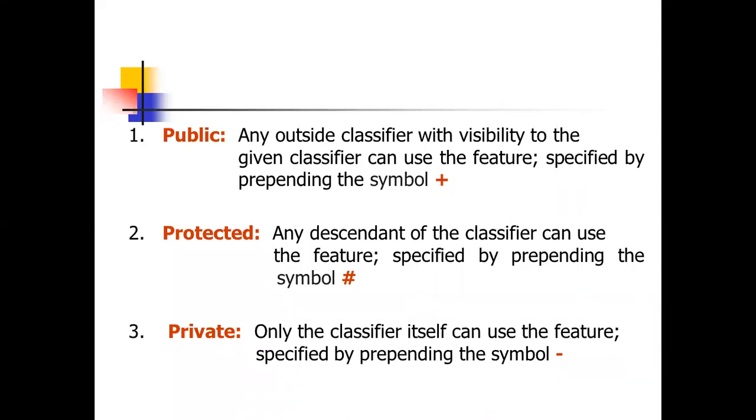Then second one is protected. Protected means any descendant of the classifier can use the feature, specified by appending the symbol for that visibility, which is hash.